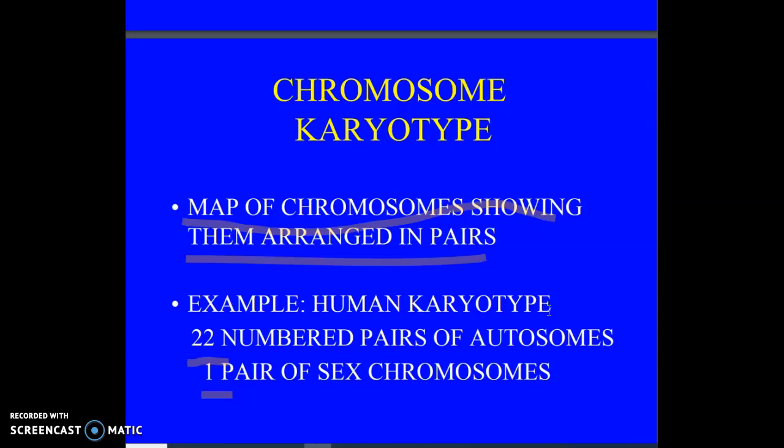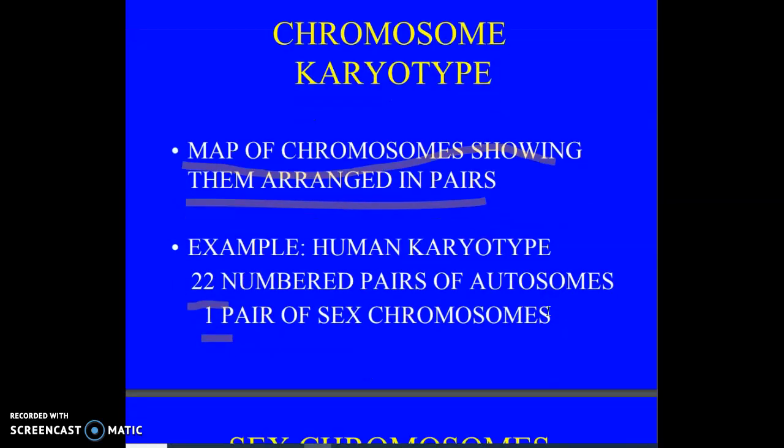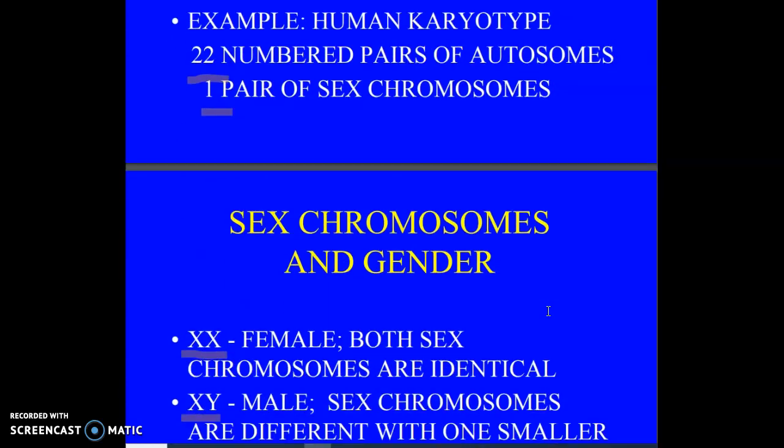Now, there's a little mistake on number 24. Humans have 22 pairs of regular chromosomes. They're autosomes. And then 25, we have 1 pair of sex chromosomes. Those chromosomes determine our gender at birth. So let's talk about that.